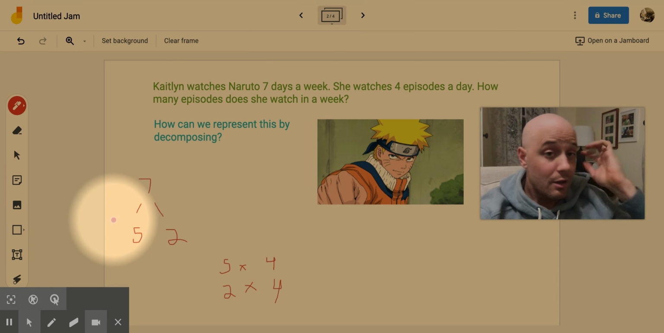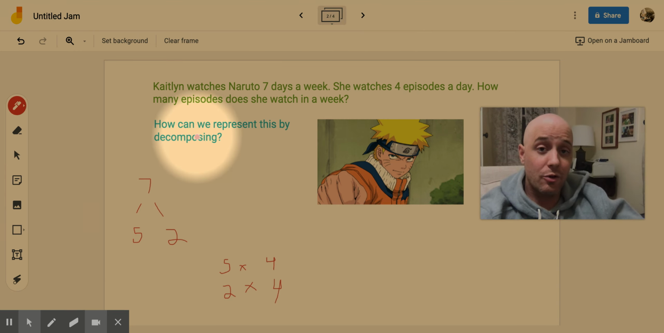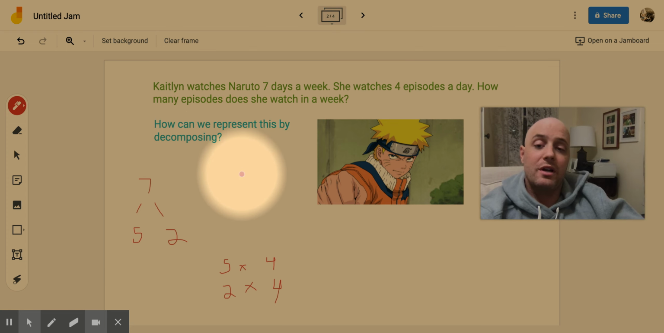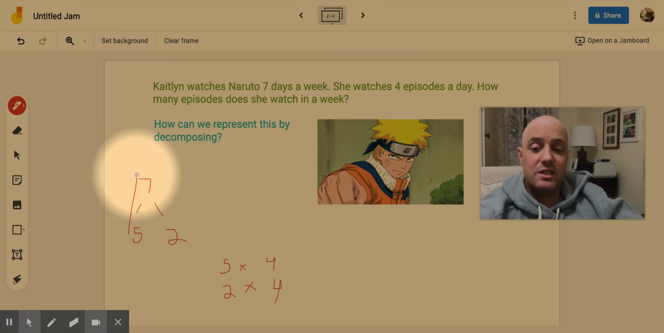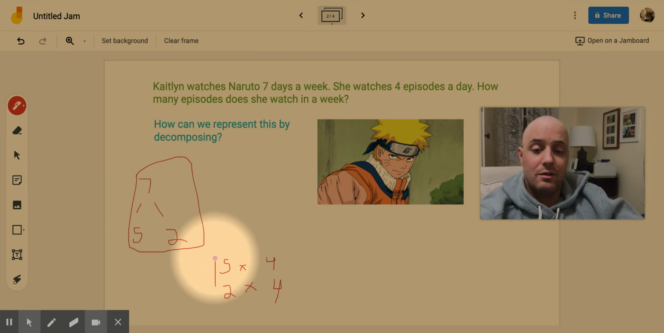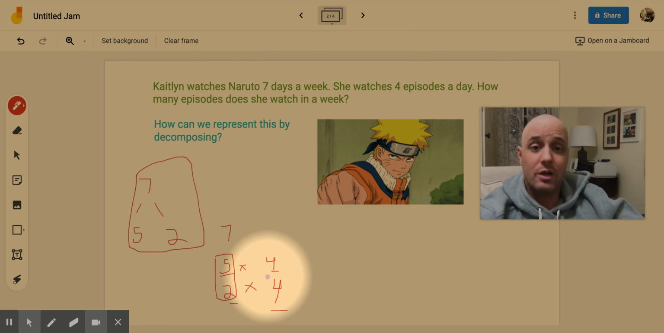So there are a lot of different options, but the correct option for the ones that we just saw there is we would decompose 7 into 5 and 2. Boom, boom, boom. And then instead of doing 7 times 4, we could do 5 times 4 and 2 times 4. 5 days she watches 4 episodes a day. 2 days she watches 4 episodes a day.